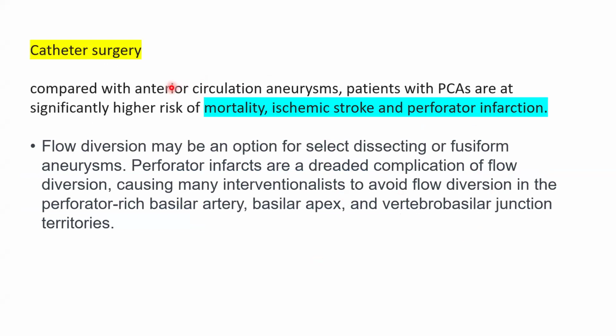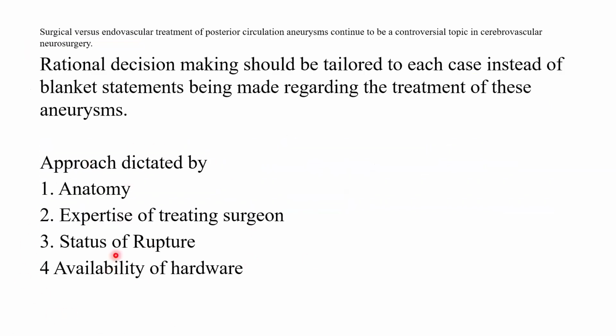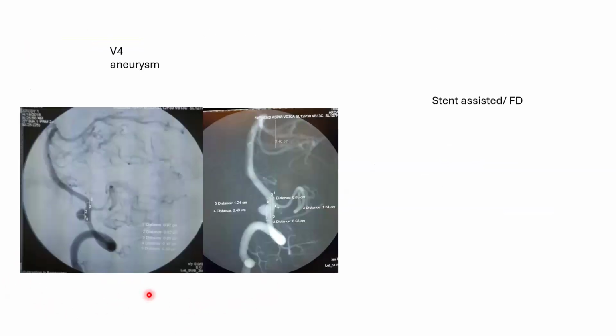There are complications associated with catheter-based surgery. It's not that it is always 100% safe and foolproof. That's not the truth. There can be mortality because of ischemic stroke. There can be intraoperative rupture of the aneurysm. There can be perforator infarction. All these things are also associated with catheter-based surgery. So if somebody wants to do so, you need to understand the anatomy. You need to have the expertise of ideally both the open as well as the endovascular approaches, to understand what kind of treatment is best for that person, and to see the status of the rupture and availability of hardware. This is a very, very important thing in any catheter-based surgery.